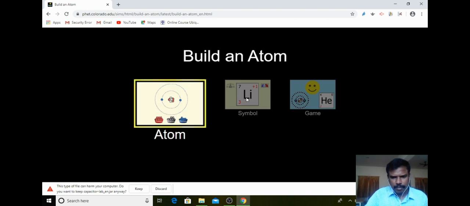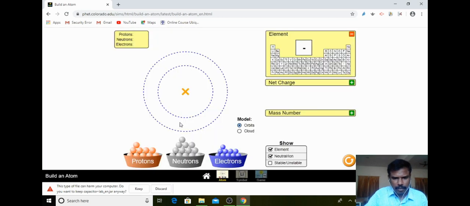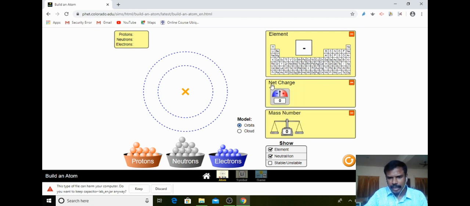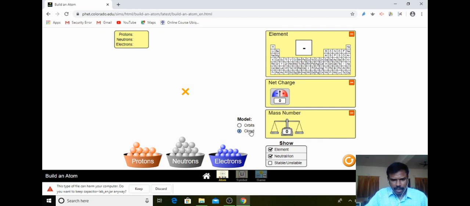Now you can see the atom and the symbol and the game. So these are the things available. You can use the atom and you can see the protons, neutrons, electrons. So here is the element table, and for example the mass number, and here the net charge. What is the net charge? Here you can see the orbit or clouds.